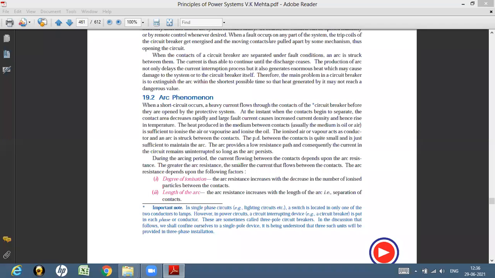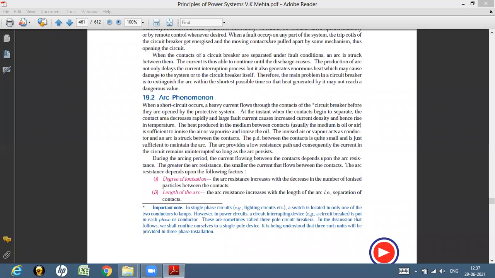The potential difference between these two contacts is very small, and it is just sufficient to maintain the arc, because if the potential difference were high, the arc could be quenched. But here the potential difference between the two contacts is very low, and it is sufficient to maintain the arc. During the arcing period, the current flowing between the contacts depends upon the arc resistance. The greater the arc resistance, the smaller the current that flows between the two contacts.